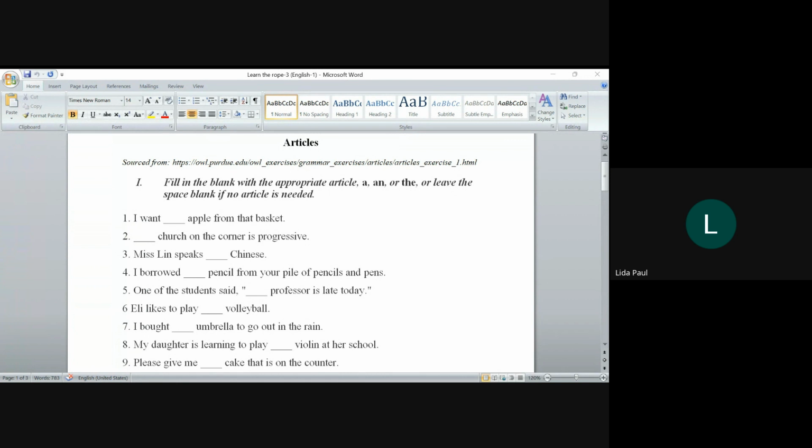Now, third one: Miss Lin speaks dash Chinese. I think we began talking about one aspect of this. Now, this is the second one. I think no article. This is again a case where you don't require any article, right? The first case was where you would talk about nationality, right? He is dash French, he's French. You won't say he is a French or he is the French.